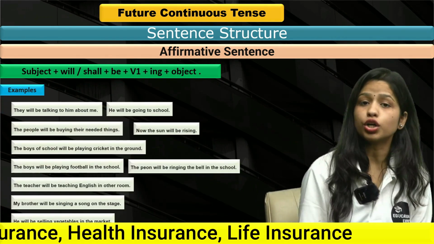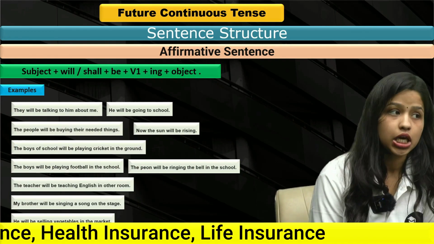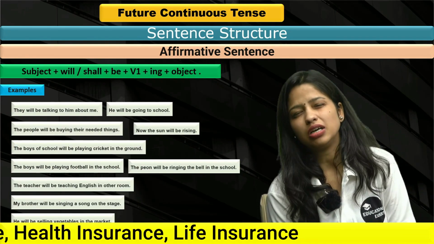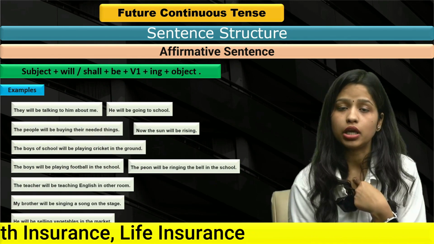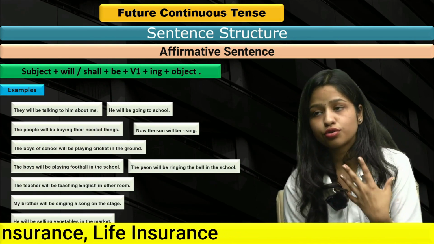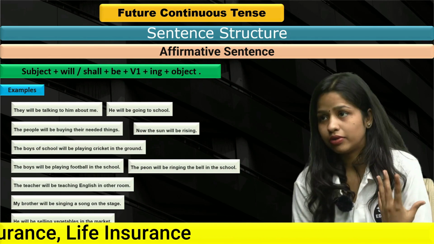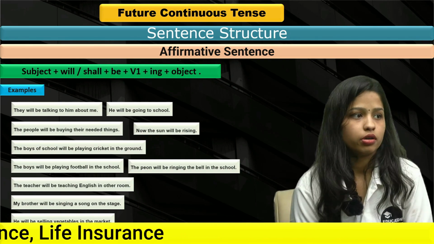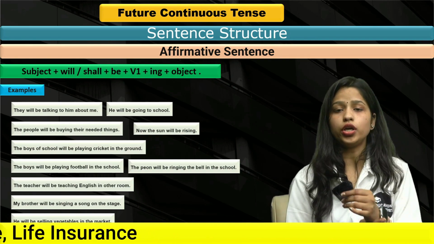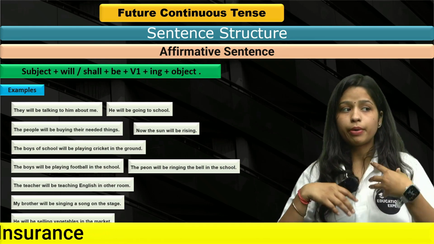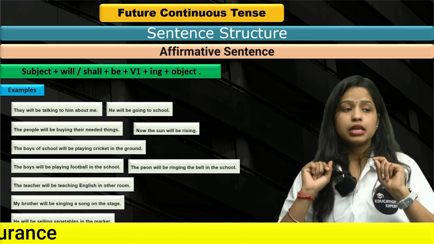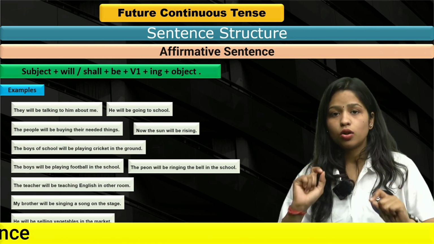They will be talking to him about me, right? So I am assuming that they will be talking to him about me. I'm not really sure that they are going to talk to him about me or someone else, but I'm assuming it. Next up we have, he will be going to school. He will be going to school. The people will be buying their needed things. Now the sun will be rising.